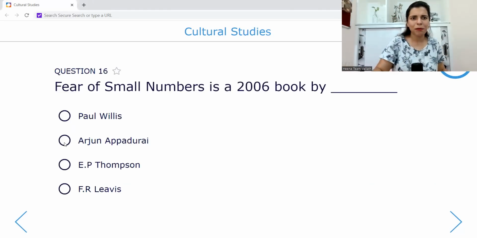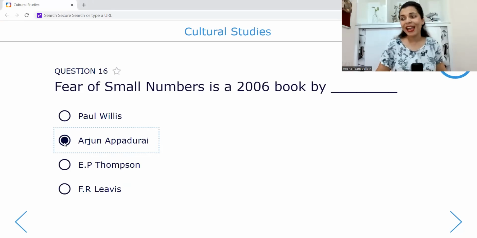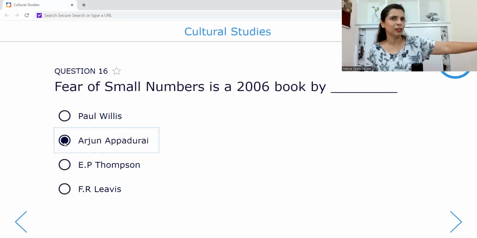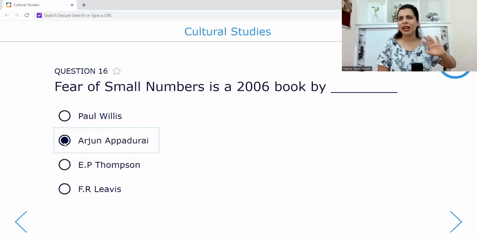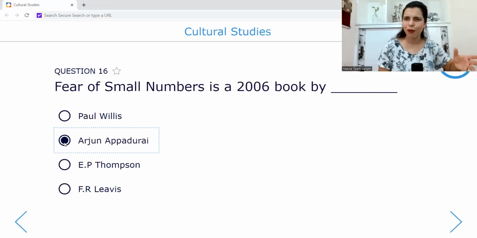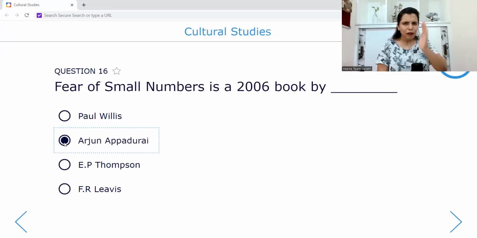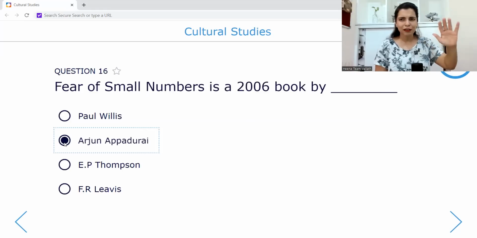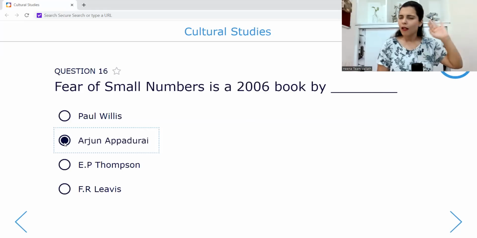It is by option B, Arjun Appadurai, an Indian-American theorist of globalization. He's 72 years old. And Fear of Small Numbers talks about the darker sides of globalization. It talks about genocide, suicide bombings, global violence, etc. Connect Fear of Small Numbers with all these negative things, the darker sides of globalization. Fear of Small Numbers, a 2006 book by Arjun Appadurai.